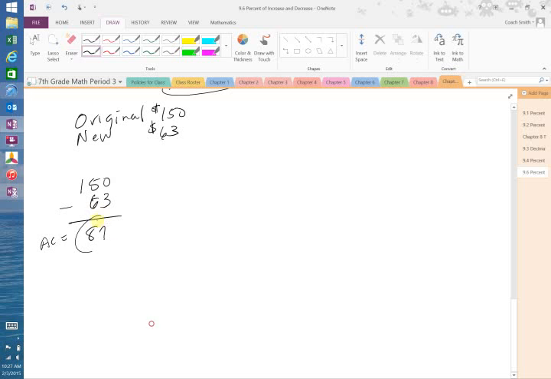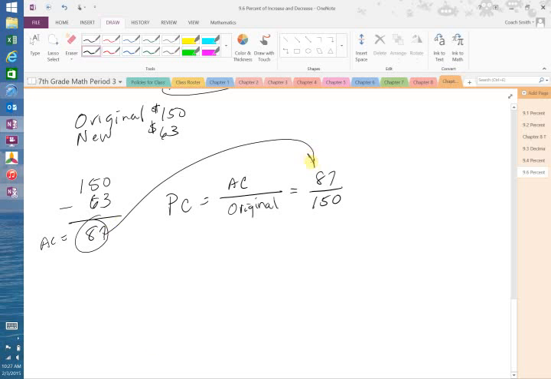So now we take this amount and plug it into our percent of change formula, which is the amount of change over the original. Okay, so that is equal to 87 over 150. That's where we put the 87 in our formula. Now it's just a matter of taking 87 and dividing it by 150.